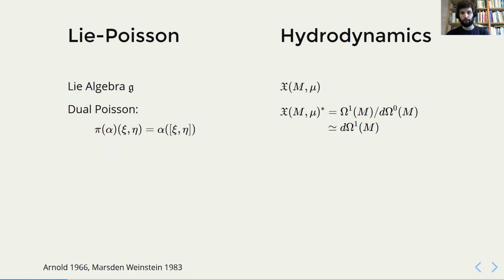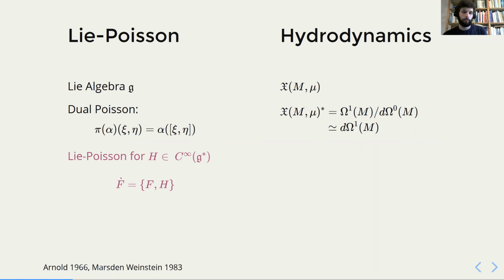I also want to ignore all topological effects, so I'm assuming that the first Betti number vanishes. In this case we can identify this quotient of one-forms modulo the exact forms with the space of exact two-forms. And then this construction gives you a Poisson structure on the space of exact two-forms.